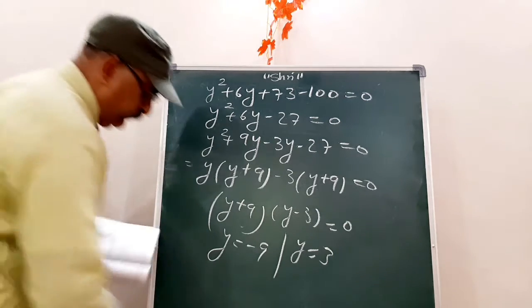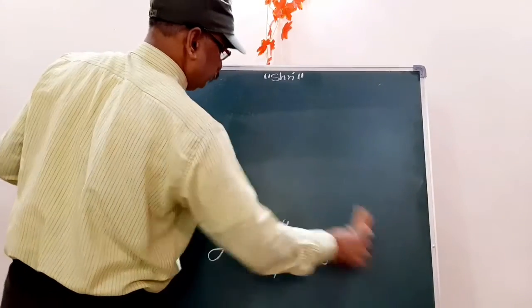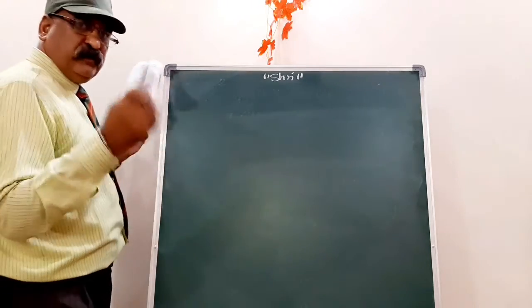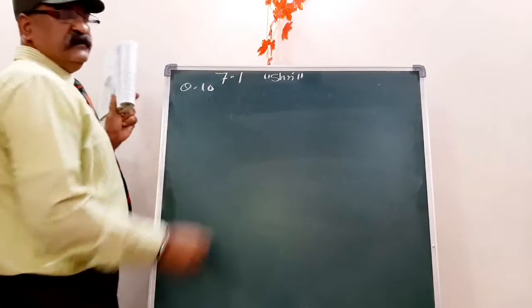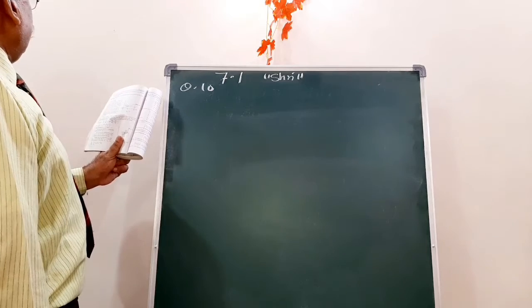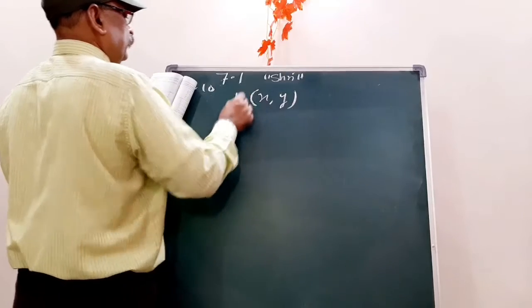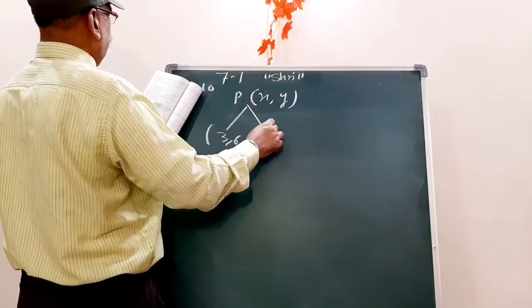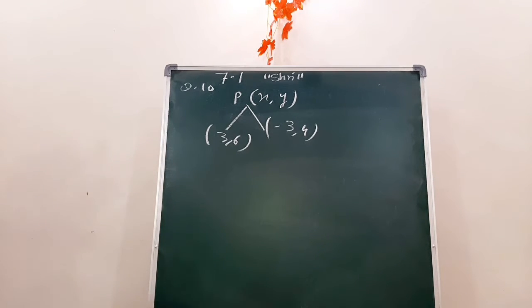Now I am taking question number 10. Question 10 is: find the relation between x and y. Question number 10 of your textbook, exercise 7.1. Find the relation between x and y such that P(x, y) is equidistant from 3, 6 and minus 3, 4. This is the question.